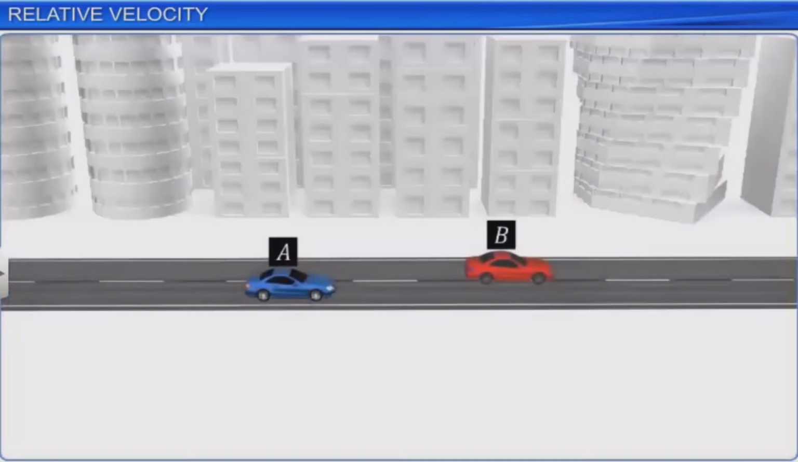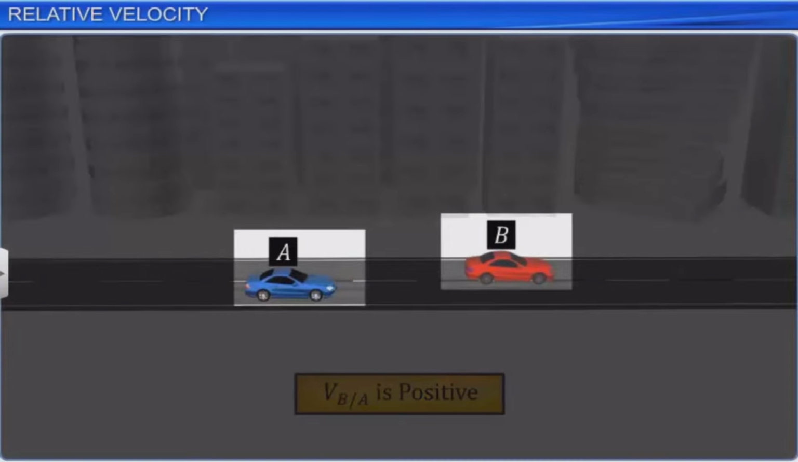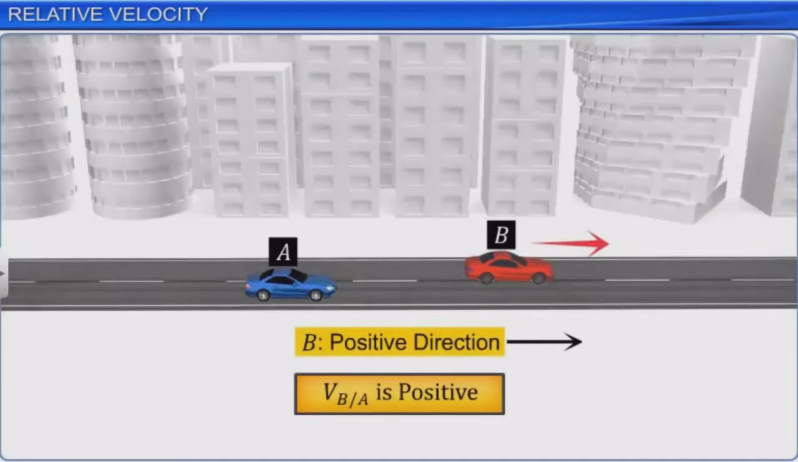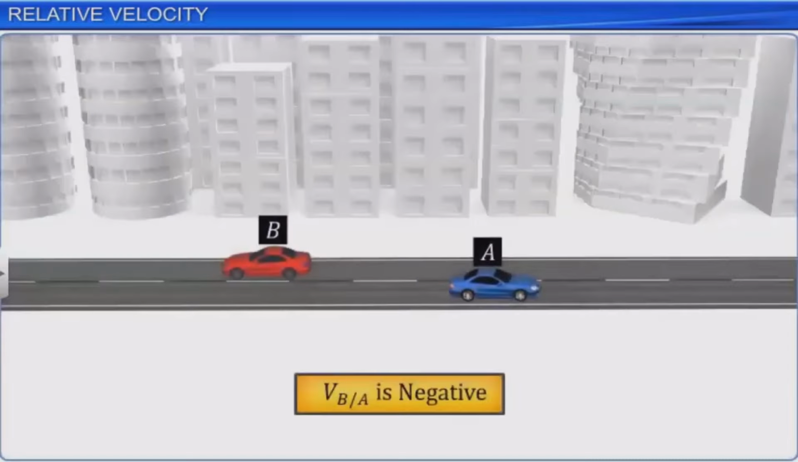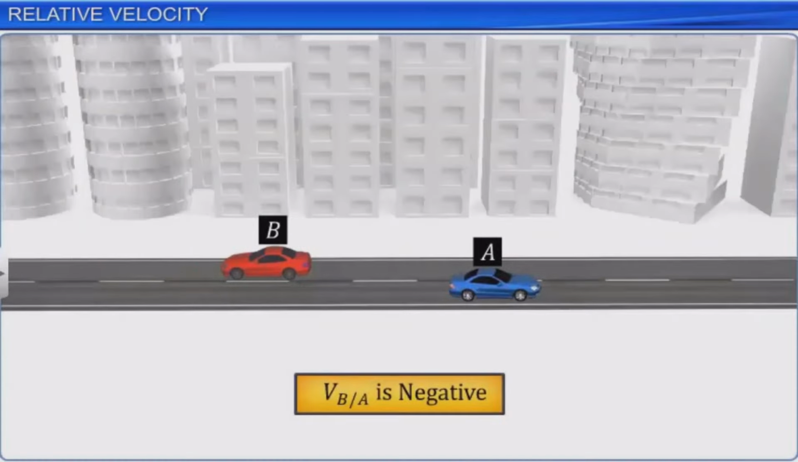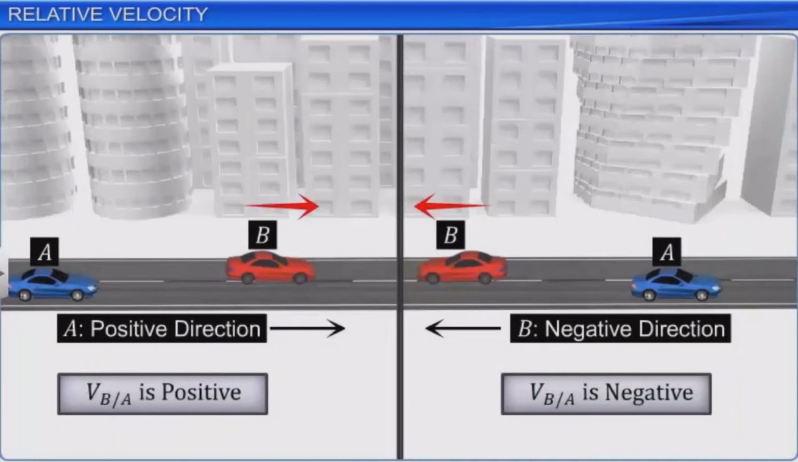A positive sign of v_B/A means that when B is observed from A, the motion of B is in the positive direction, that is, rightward direction. A negative sign of v_B/A means that when B is observed from A, the motion of B is in the negative direction, that is, leftward direction. This concept can be applied to determine the relative distance and relative velocity.